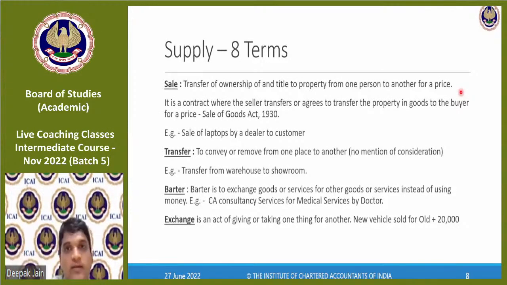So if I sell you a pen, either you can break it, or you can remove the refill, or you can resell it, or you can write with it. So that is transfer of property. It means I've given you the ownership and the property in the goods. That is treated as sale. It is a contract where the seller transfers or agrees to transfer the property in goods to the buyer for a price. So that is the definition in the Sale of Goods Act.